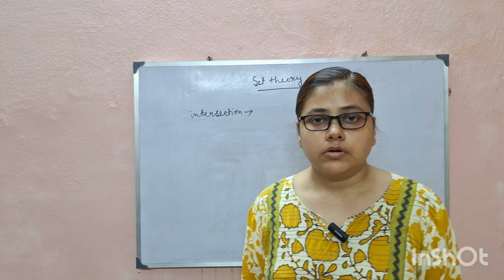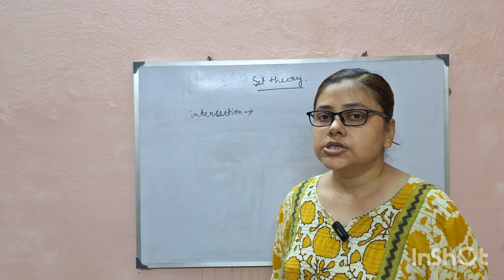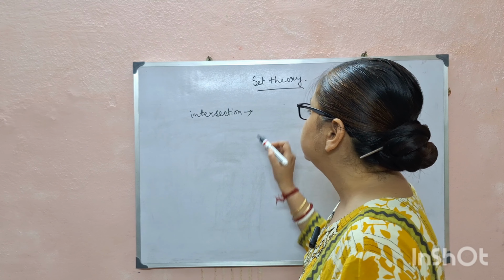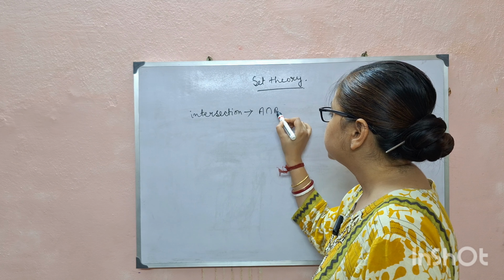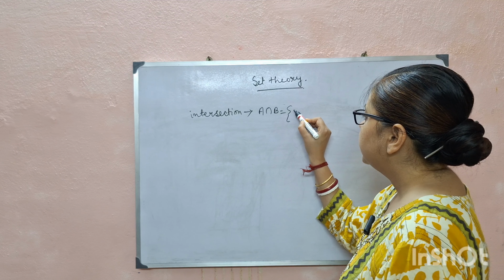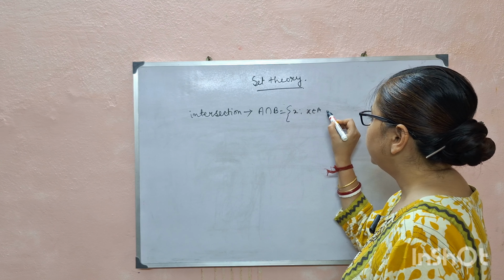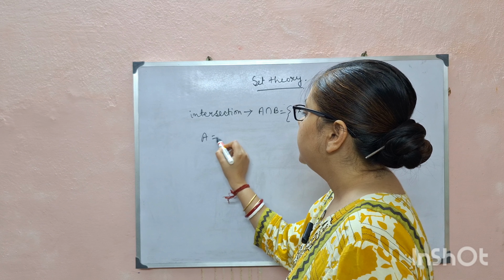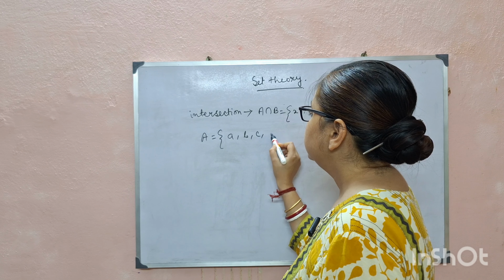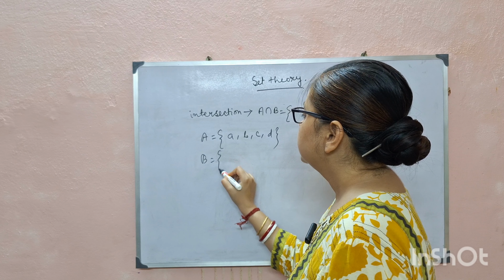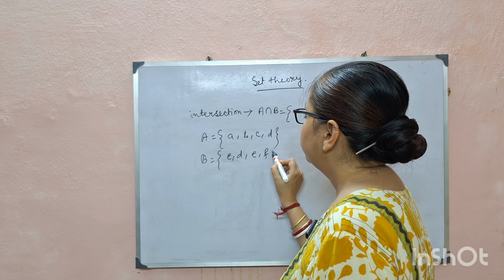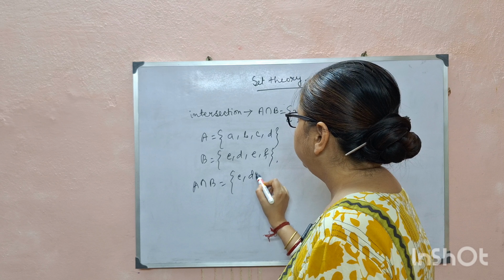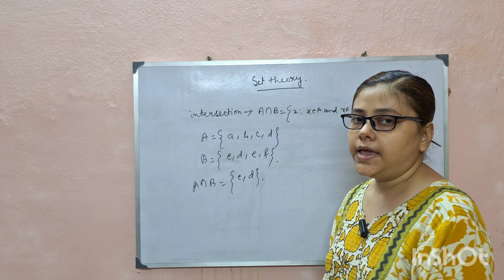Our next operation on sets is intersection. Intersection of two subsets A and B is a subset of the universal set U and is denoted by A intersection B and is defined as X such that X belongs to A and X belongs to B. That is, if I say A is {A, B, C, D} and B is {C, D, E, F}, then A intersection B will be only C and D, that is the common elements of A and B.